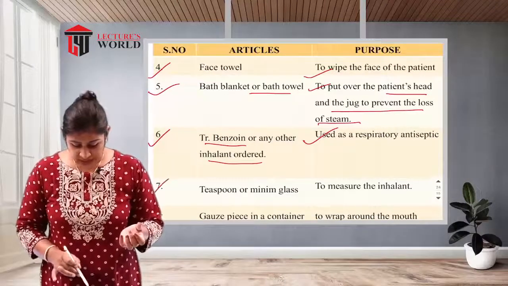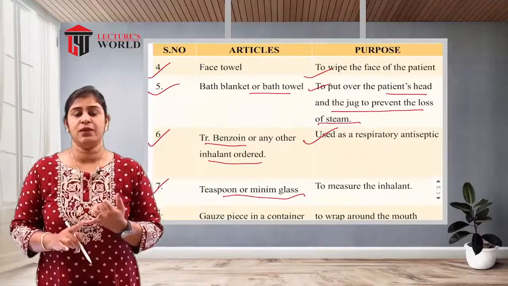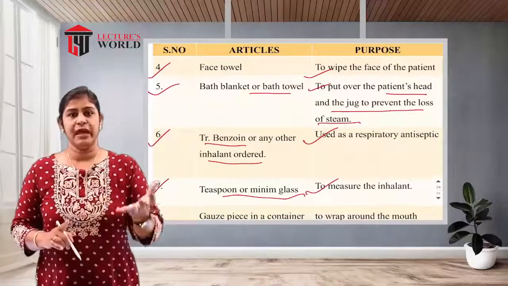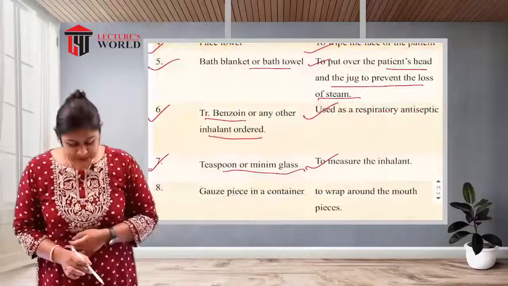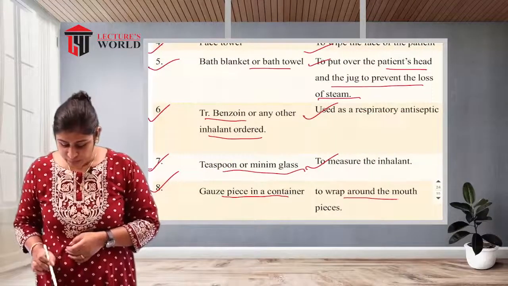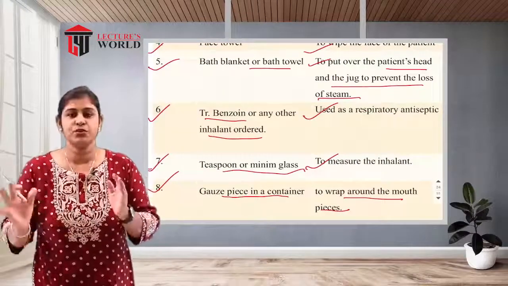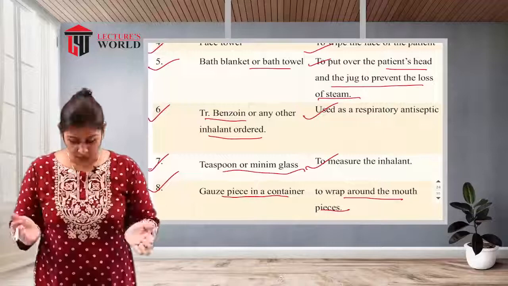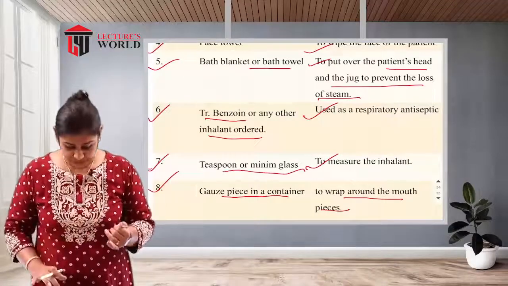Next, we require a teaspoon or minim glass. We require a teaspoon or a minim glass to measure the inhalant. Eighth, the article required is a gauze piece in a container, to wrap around the mouthpiece. That is, we have to wrap around the mouthpiece of the inhaler. We require a gauze piece in a container.